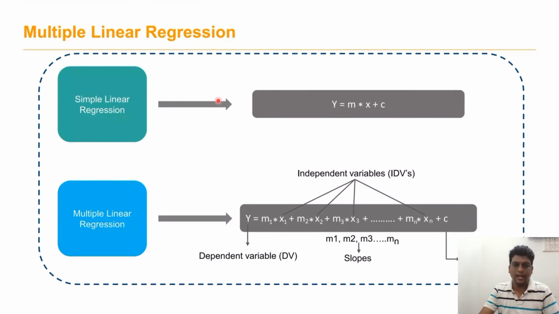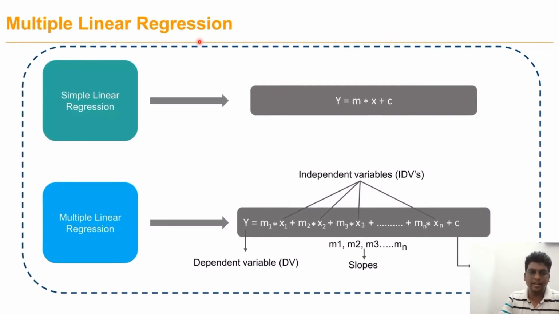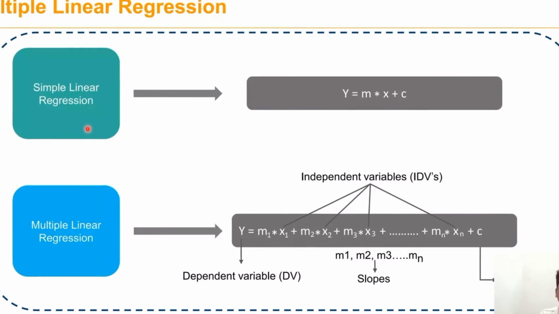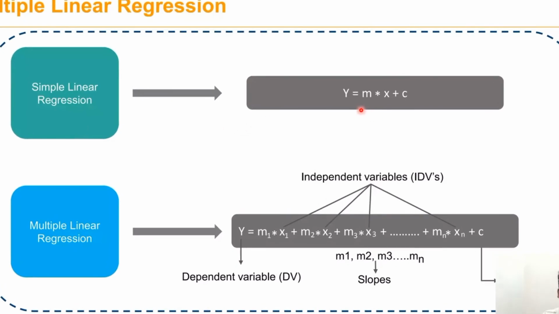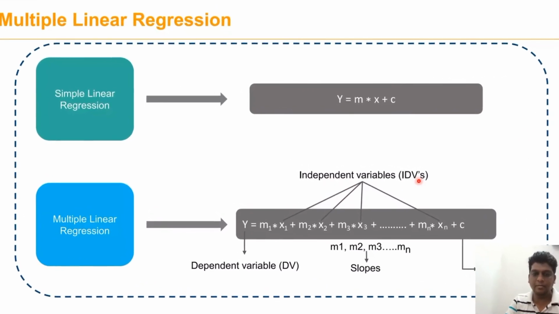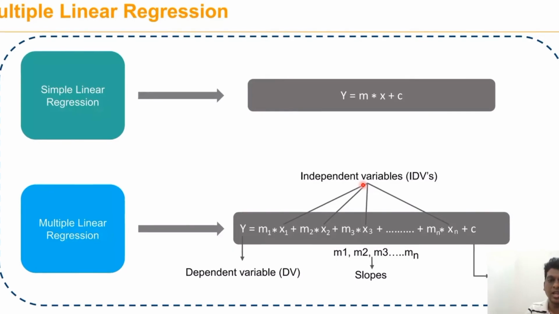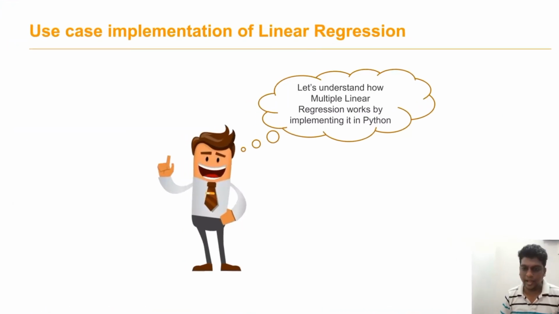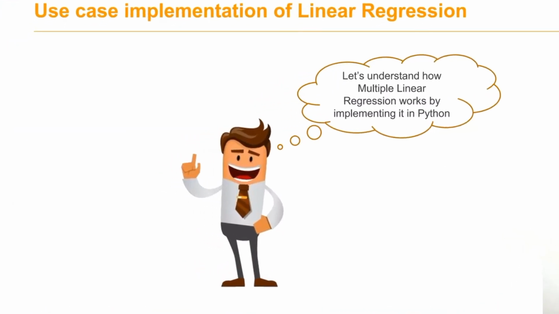Now we can see multiple linear regression. The main difference between simple and multiple linear regression is that for simple linear regression we take the equation as y is equal to mx plus c. Here in multiple linear regression we have multiple independent variables x1, x2, x3 and multiple slope values, given by m1, m2, m3 up to mn. Now let's see how we can implement this multiple linear regression with the help of Python.